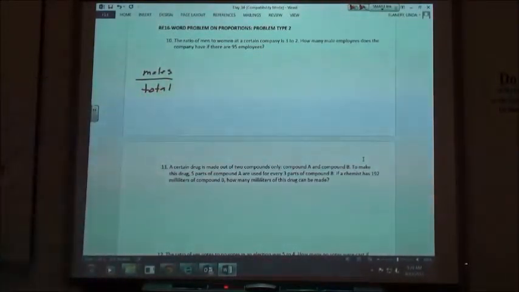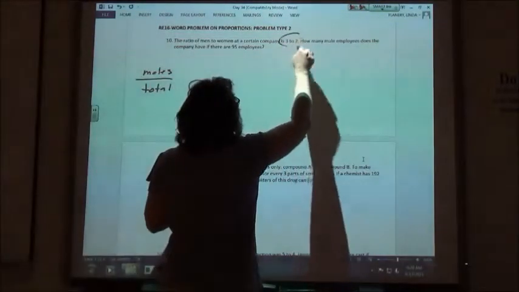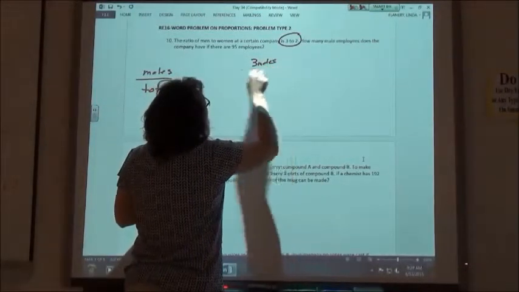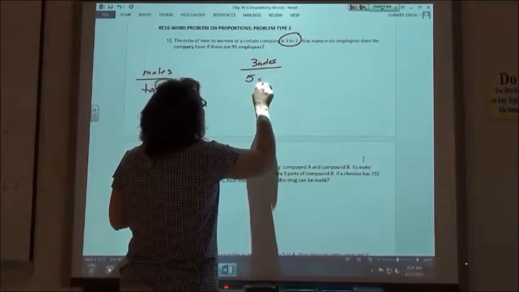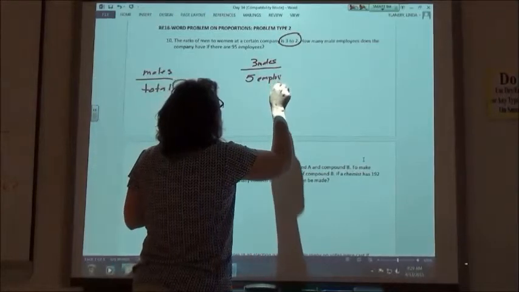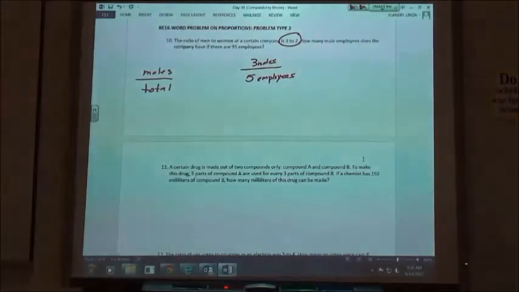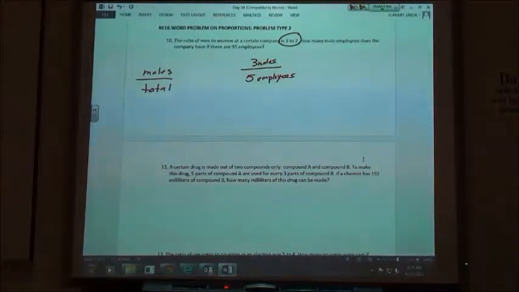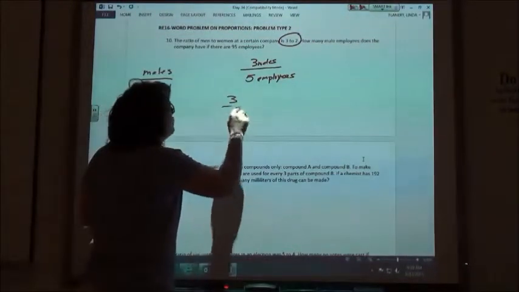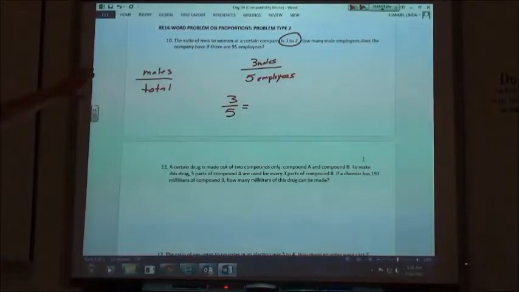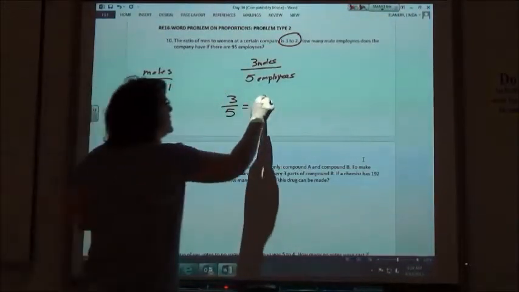So when I look at my given rate, I want to say, okay, if my ratio is 3:2, there are 3 males for a total of 5 employees, right? 3 men to 2 women, so 3 men out of every 5 employees. So if I have 3 out of 5 for my given rate, how many men if there are 95 employees?